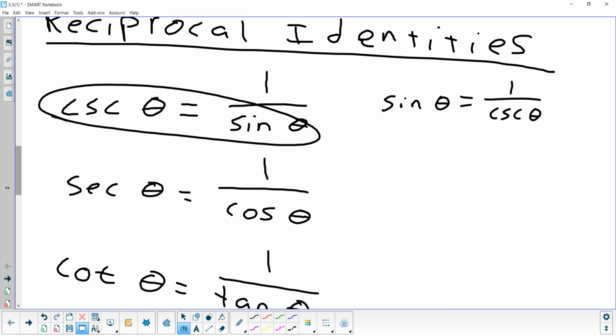How about the next one? Anyone have an idea how I could rewrite the second one on the left? Pete? Cosine of theta is 1 over secant. Yeah. So the one on the left says if you take the cosine and flip it, you get the secant. If you take the secant and flip it, you go back to the cosine. Again, we're kind of repeating ourselves when we write these ones on the right. They're really repeats of the one on the left. Right? They're not really different.